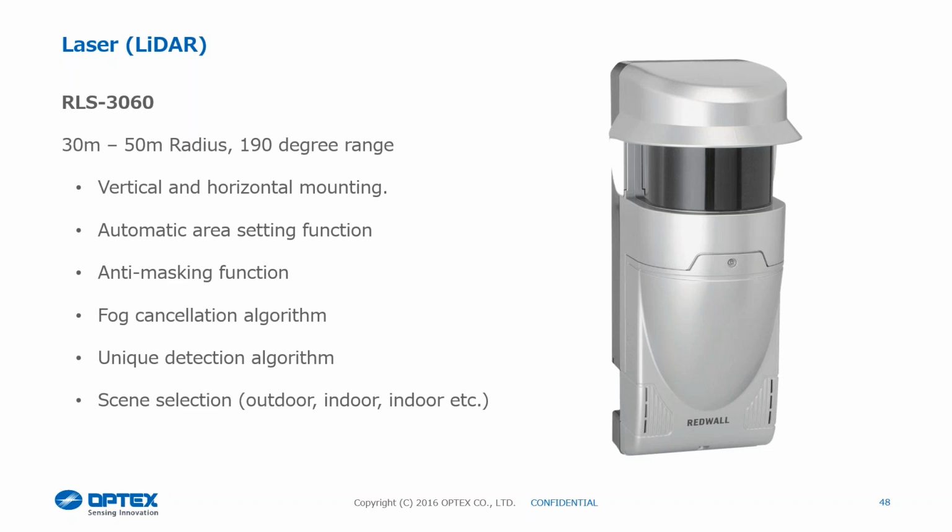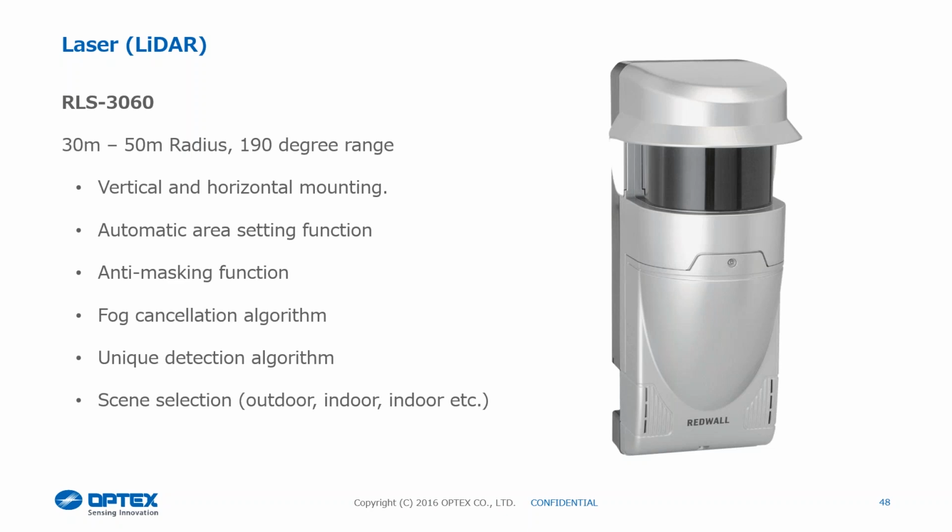We've got fog cancellation algorithms in there. Fog doesn't tend to be that much of an issue with this unit because we're only looking at a 30-meter or 50-meter radius. Because it's only that short distance, you would need a severe fog to give you an issue. But basically what the unit will do is look for the fog. As it sees the fog start to build up, it'll automatically start to crank up the power of the transmission of the laser light to maintain your zone for you.